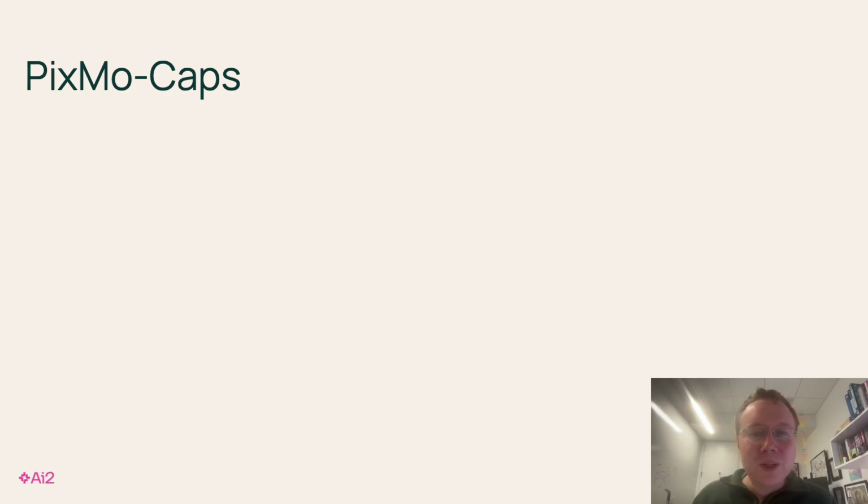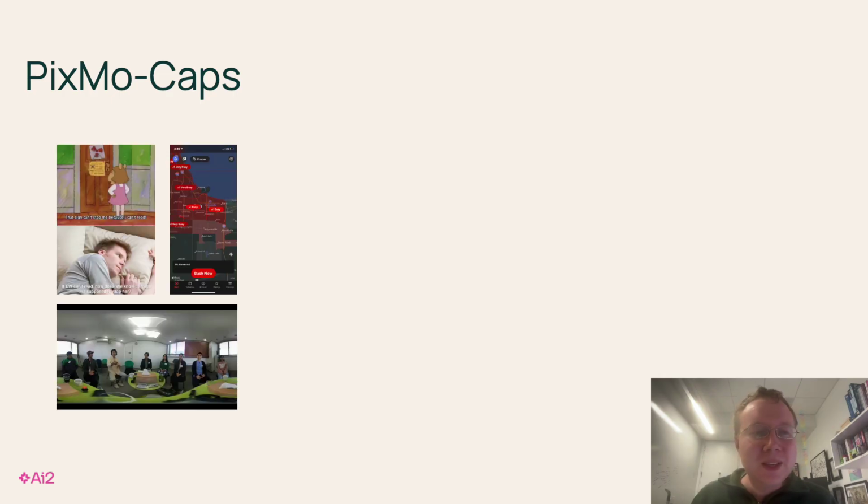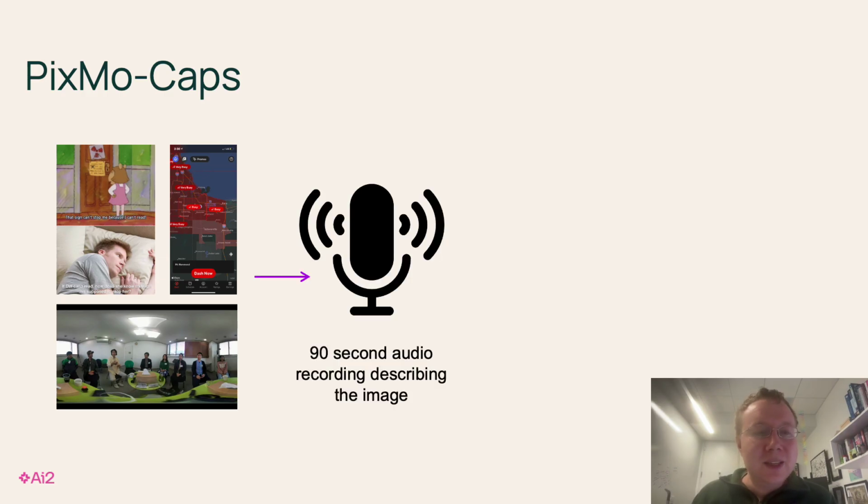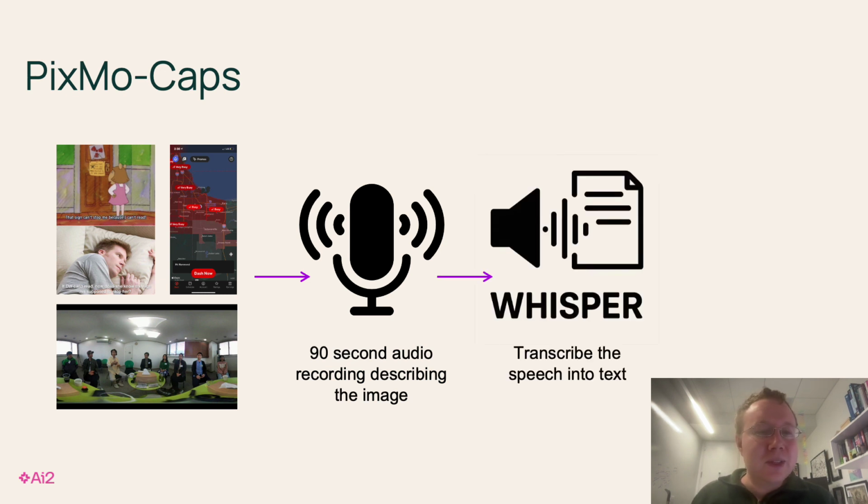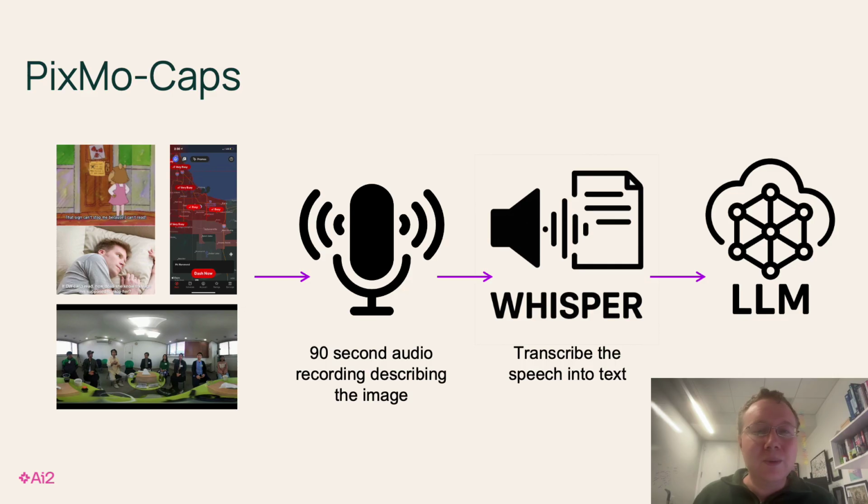An important dataset here is PixMo Caps, which has long, detailed captions for images with 400 to 500 words. And to get this data, we had users talk in a microphone about the image for 90 seconds. And then we transcribed that audio and rewrote it with a language model to get a caption. And this ends up being much, much easier for people than trying to type things out by hand. There's a lot of other ideas in the paper, but I'll leave it here for this talk.